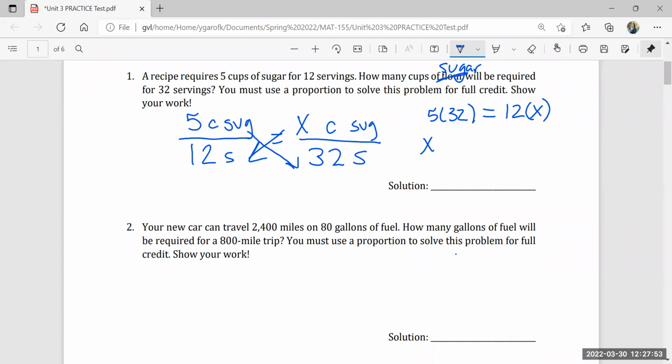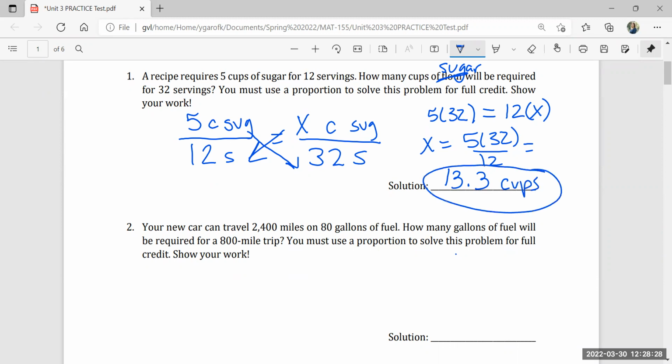So that means that X equals 5 times 32 over 12, which is going to be, get my calculator out, about 13.3. So we're going to need about 13.3 cups to make 32 servings. That's our final answer.